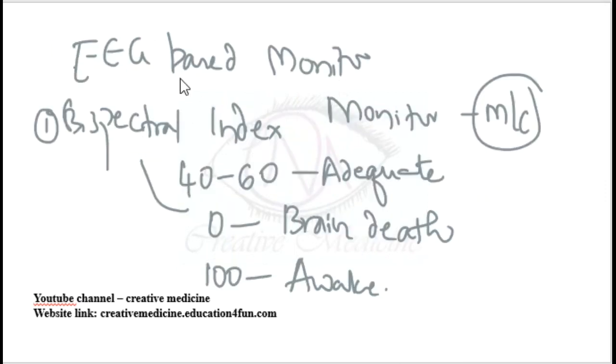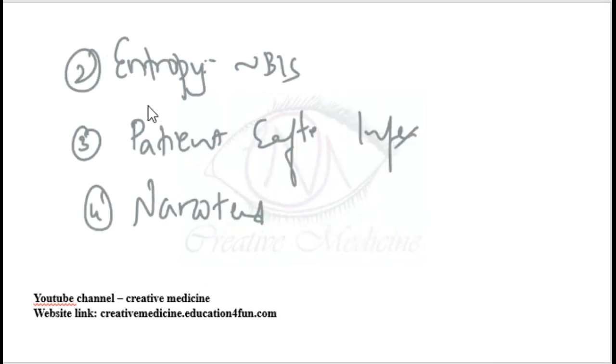Then we have EEG based monitors. In the EEG based monitors, we have the bispectral index monitor, which is the best and most commonly used. If the value is 40 to 60, then it is adequate. 0 signifies brain death and 100 signifies that the patient is awake. Entropy is also calculated. Entropy is almost similar to bispectral index. Patient safety index and narcotrend are also EEG based monitors.